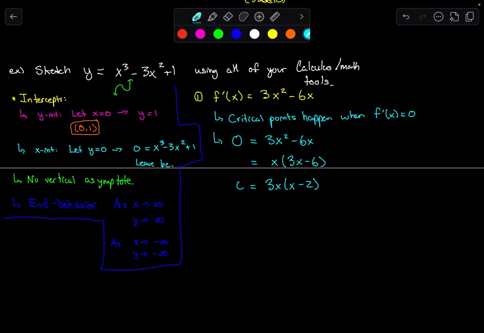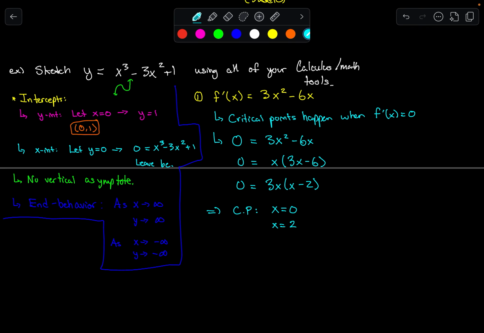But this basically tells us that our critical points are going to be x is equal to 0 and when x is equal to 2. Okay, this is the only times when this graph has a slope of 0.